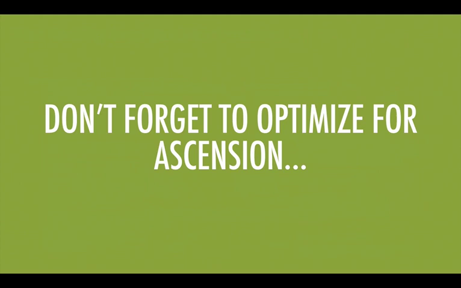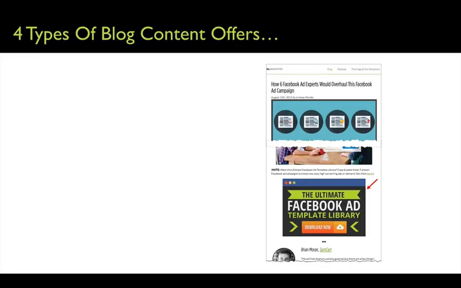Now, when you are thinking about your blog content, don't forget to optimize for ascension. Remember how important it is. You're not just trying to get rankings and traffic, but you're also trying to get conversions. So there are 4 types of blog content offers that you can make. So these are offers that you can make directly from your content. There is the offer to consume more content. Right, so they're reading a blog post, and you make an offer, and you say, "Hey, you liked this post? Maybe you'll like this other post."